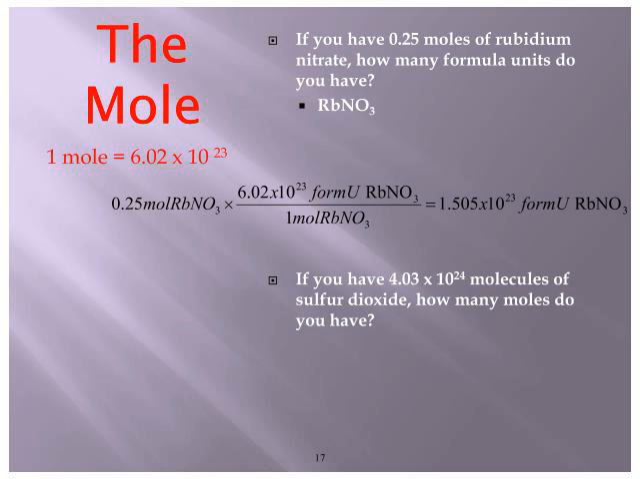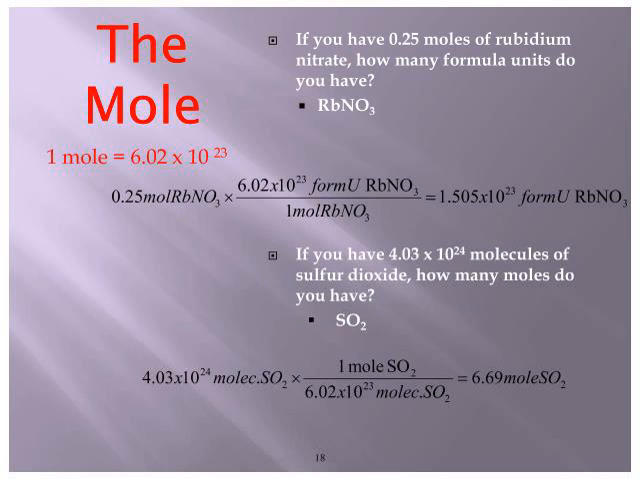Well, if I give you molecules, so right here I gave you molecules, and I want to know how many moles. So it's the opposite setup of the one that we had before. So I take my 4.03 times 10 to the 24th, that's listed first, then I multiply by my conversion factor, which is 1 mole of sulfur dioxide, which is what I'm wanting to know about, over 6.02 times 10 to the 23rd molecules of sulfur dioxide, and so when I multiply 4.03 times 10 to the 24th times 1 divided by 6.02 times 10 to the 23rd, you get 6.69 moles of sulfur dioxide.